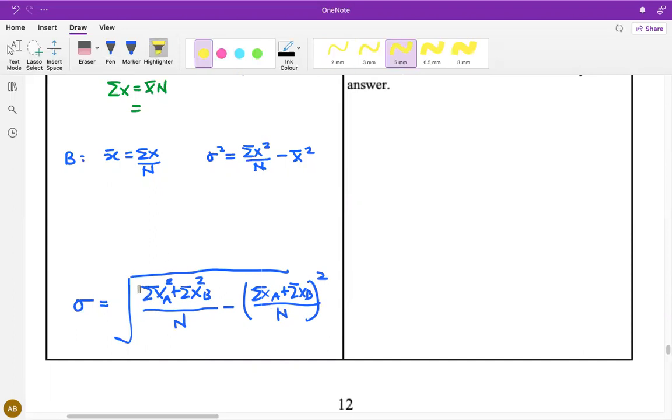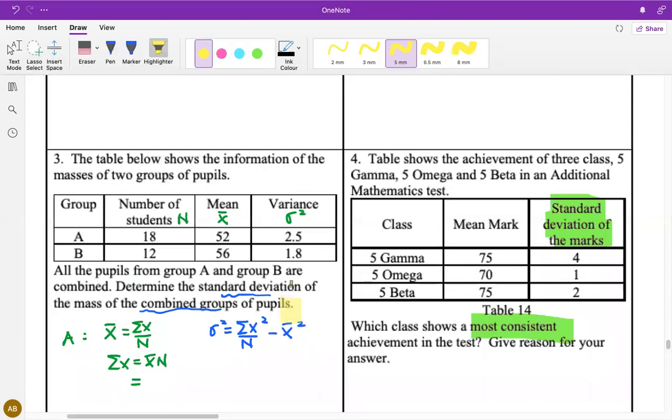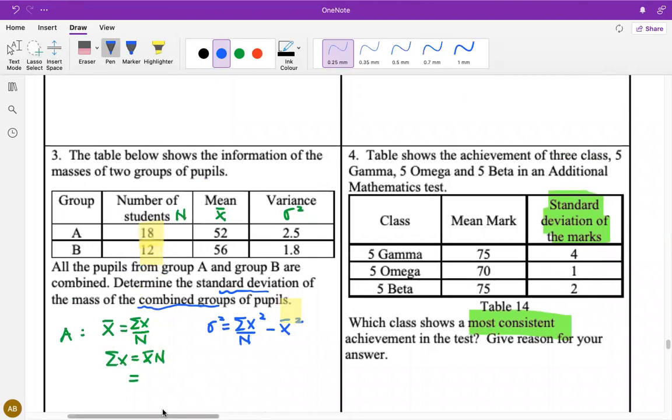So this is what we want to find, and also n. So n, I can see here, n is 18 plus 12, that's 30. So our n is 30. Okay. So now we want to find them one by one.